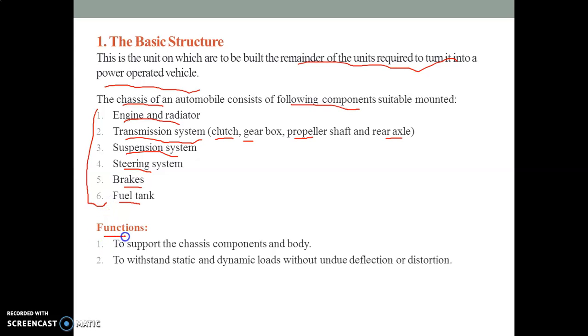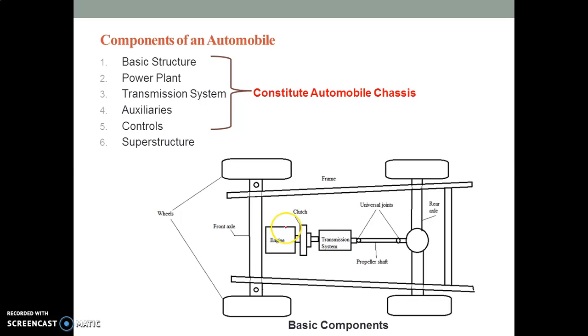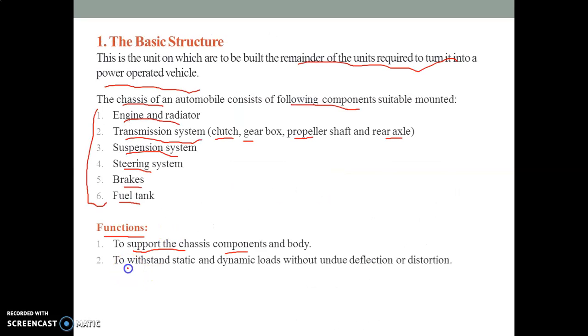So what are the functions of the basic structure? Generally the basic function, as we understood, is to support the chassis components and the body. In the previous diagram you just observed that all the components, engine, transmission system, differential system, connected with the rear axle, are all supported by this frame. Then the second function is to withstand static and dynamic loads without undue deflection or distortion.